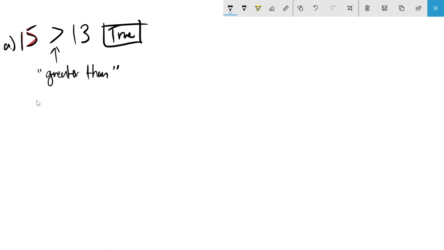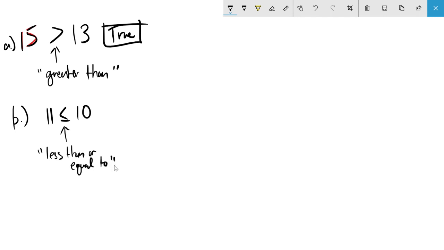Then we had 11. So B was, how do you read this inequality right there? What's that line at the bottom mean? Yeah, so this is less than or equal to. So equal to is allowed. If they were equal, this would actually be true, but they're not. Is 11 less than or equal to 10? Definitely not. Okay? The inequality should always open up to the bigger number. In this case, it's opening up to 10, so that one's not true.